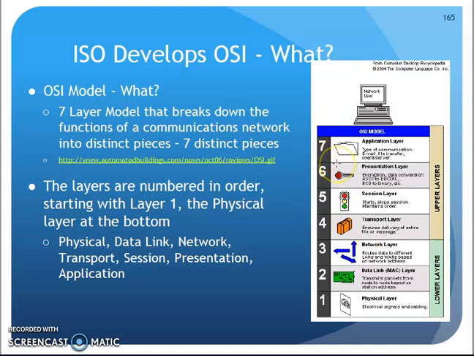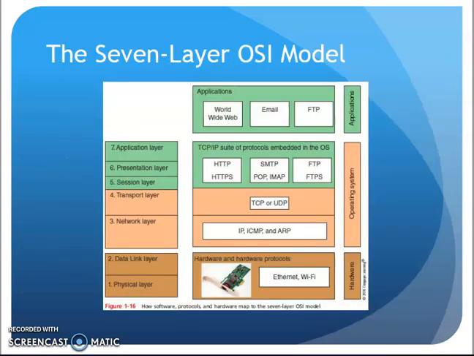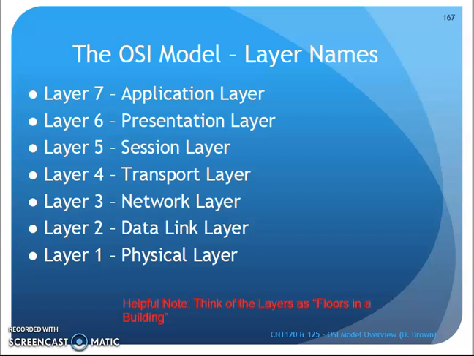And this diagram is a reminder of the kinds of things that are going on at each layer. That's why I have this picture in here. So if I take a look, layer 1 physical layer, layer 2 data link layer, layer 3 network layer, layer 4 transport layer, layer 5 session layer, layer 6 presentation layer, layer 7 application layer. Those are my layers, and again, remember layer 1 on the bottom, layer 7 on the top. This is actually a picture from our book.